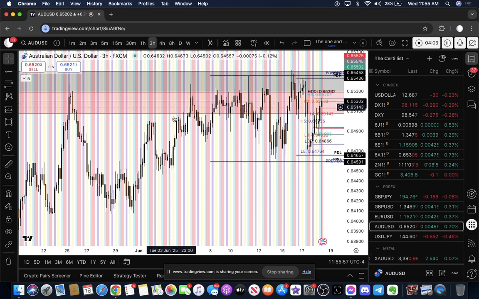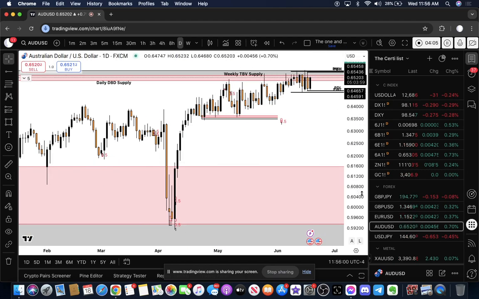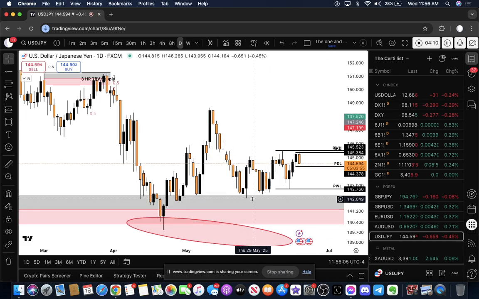H3 bullish order flow. Overall still ranging, sorry. Daily bullish structure. But that's a lot of unclear price action, just ranges.